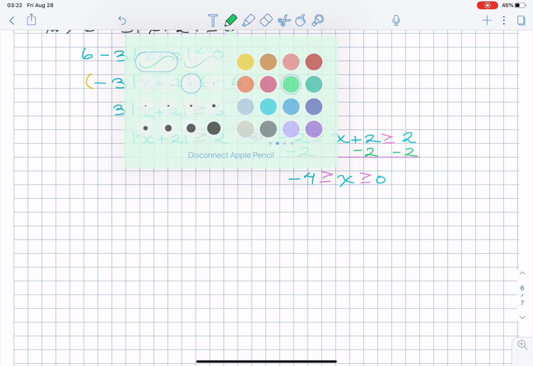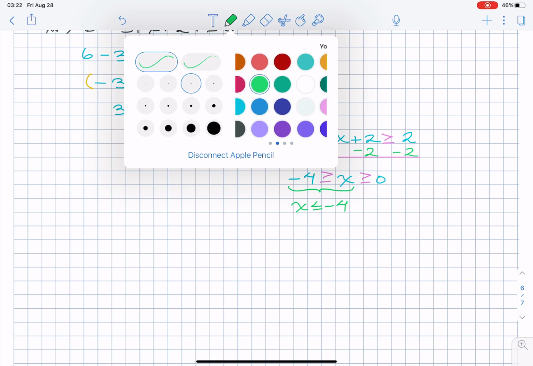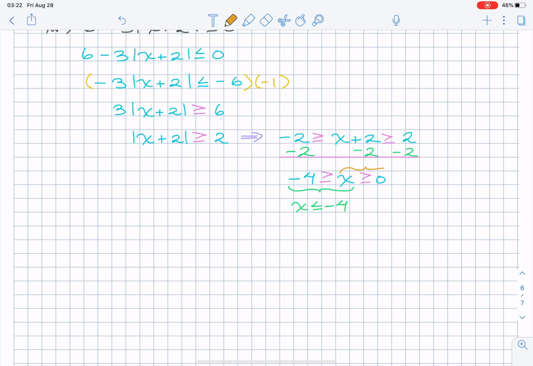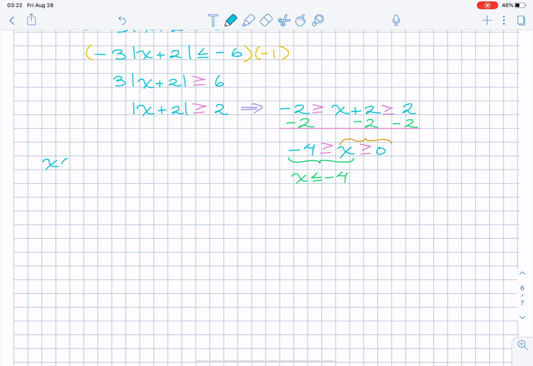Okay, so let's analyze this. If negative 4 is greater than or equal to whatever x is, that's the same thing as saying x is less than or equal to negative 4. And then on the right we have x is greater than or equal to 0. So the solution set should be x is to the left of negative 4 infinitely, but I can actually get to -4, so square bracket, union, then x starts again. It can actually equal 0, but it's everything to the right of 0.